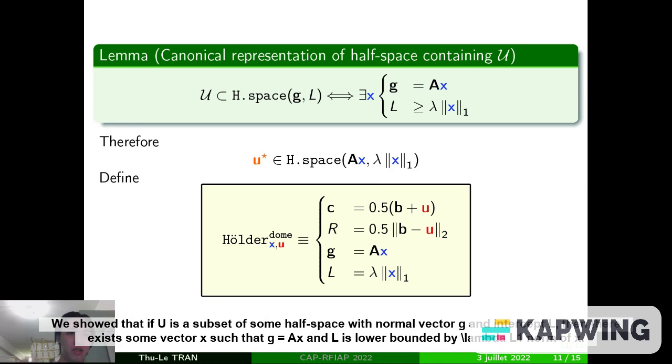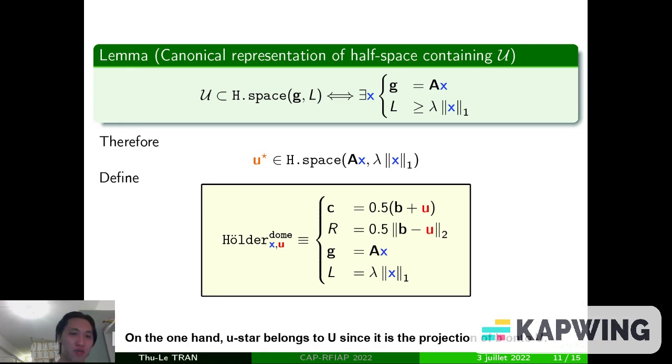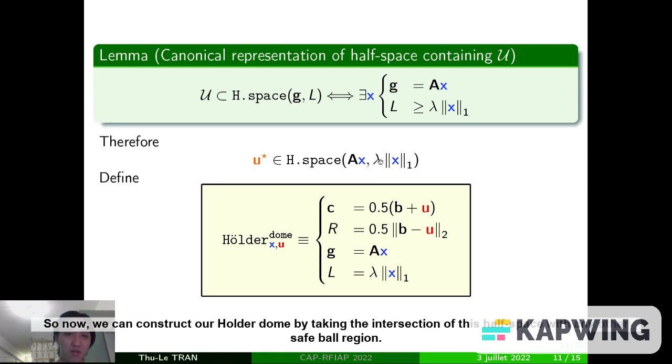We saw that if U is a subset of a half space with normal vector G and the intercept L, then there exists some vector X such that G equals AX and L is lower bounded by lambda times the L1 norm of X. On the one hand, U star belongs to U since it is the projection of B onto U. On the other hand, you can choose L equal to lambda times the L1 norm of X. Therefore, we can say that U star belongs to this half space with L equal to lambda times the L1 norm of X.